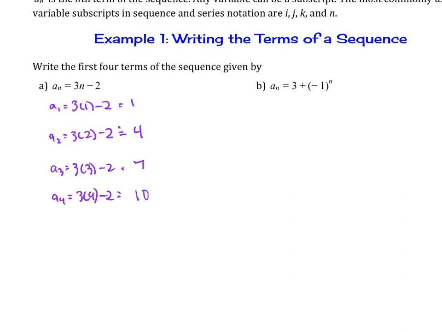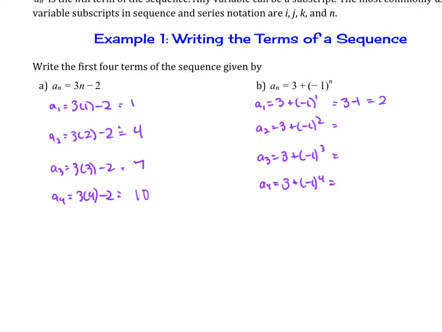For letter B, I'm sure you could figure this out as well. It would be a sub 1 equals 3 plus negative 1 to the first power. A sub 2 is 3 plus negative 1 to the second power. A sub 3 equals 3 plus negative 1 to the third power. And a sub 4 equals 3 plus negative 1 to the fourth power. What you're finding here is that the power changes the sign. So the first one becomes 3 minus 1, which is 2. This becomes a positive 1, so 3 plus 1, which is 4. Then this is a minus 1 again, which is 2. And this is a positive 1 again, which is 4. And it keeps on repeating.